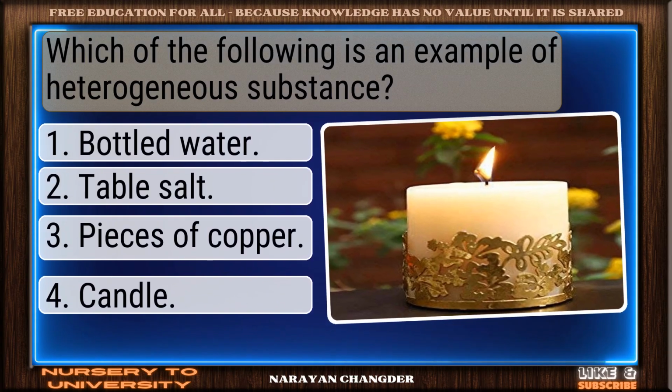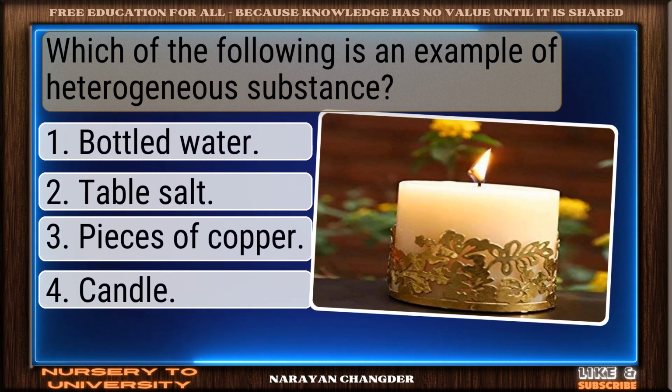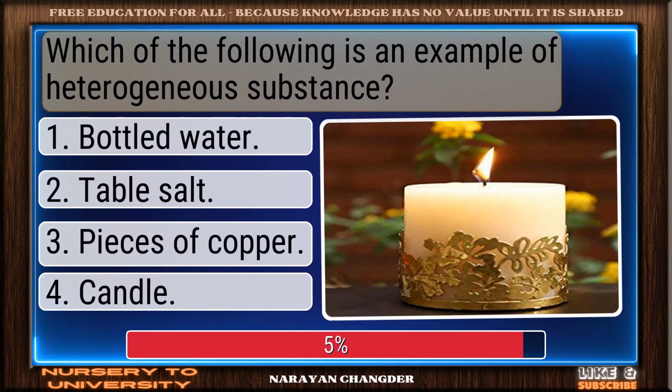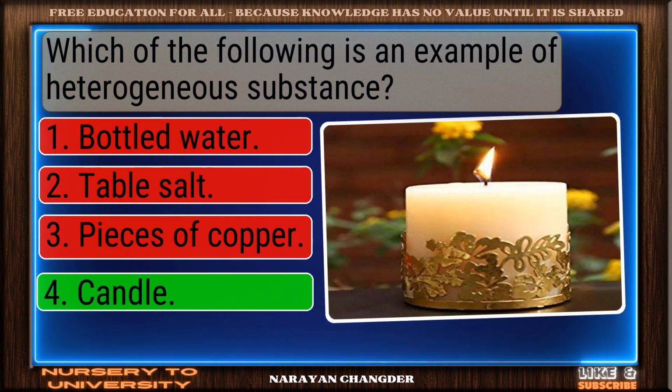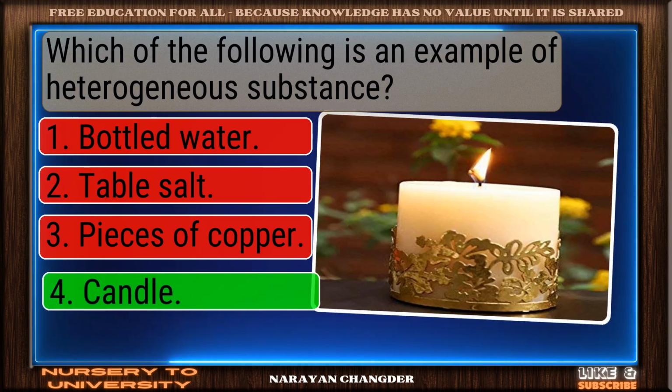Question number 4. Which of the following is an example of a heterogeneous substance? Excellent choice. Candle is the right answer.